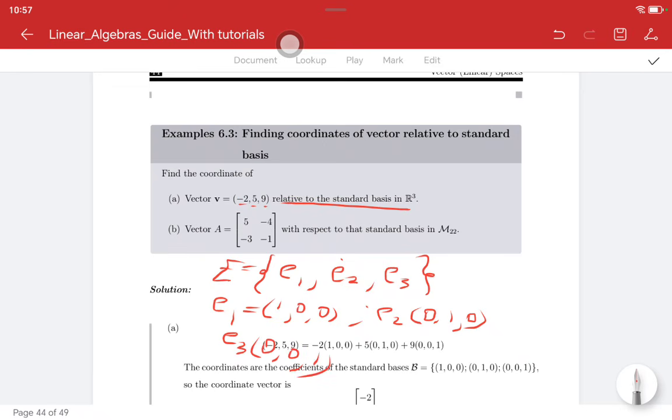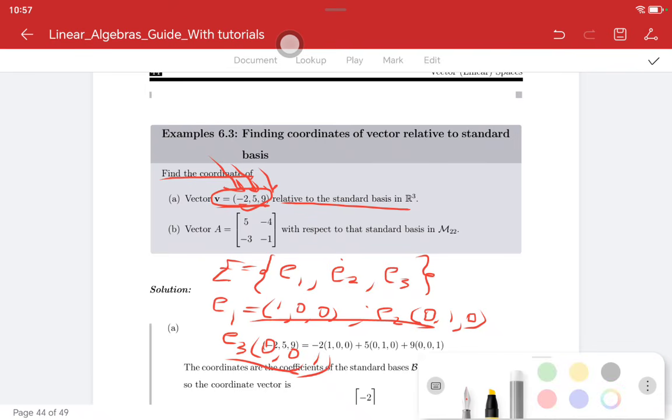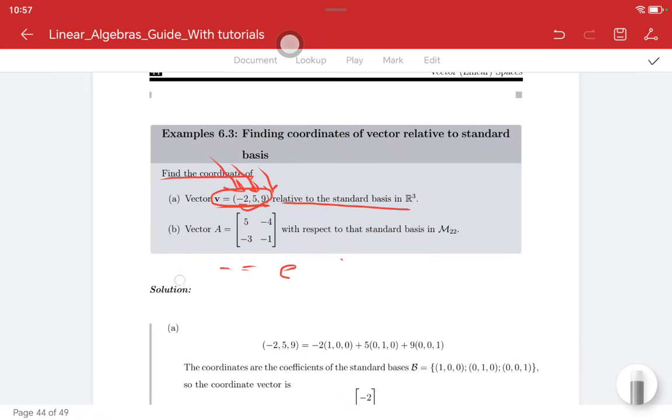So they give us a vector. They say we must find the coordinates. So we're going to represent this as a linear combination of these with scalars. Since these are just standard bases, the scalars will always be these, 2, 5, 9. You see, right? But if you're not sure, you can just equate them to unknown scalars, and then start finding those scalars, and those will be your coordinates. So you need to know the standard basis.